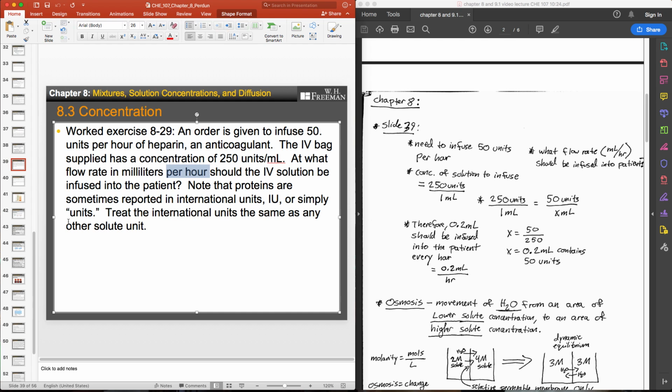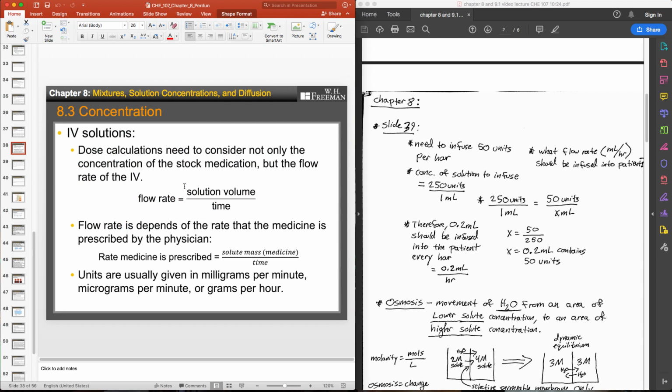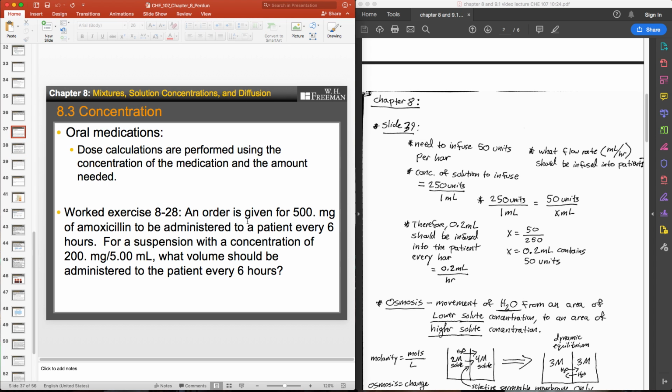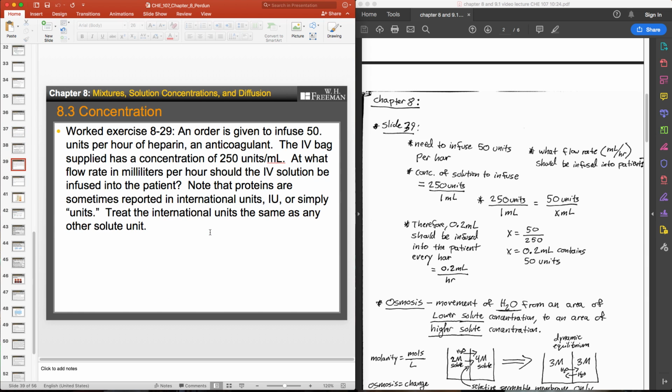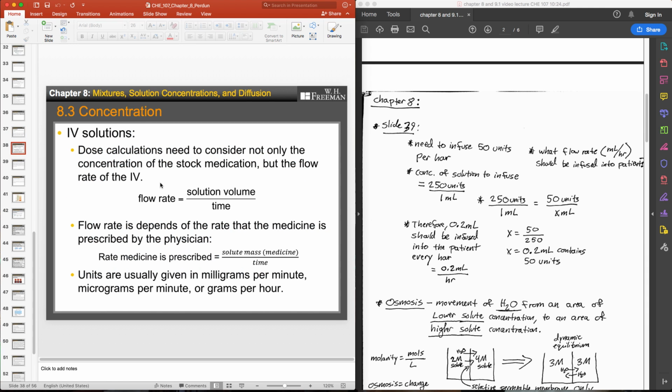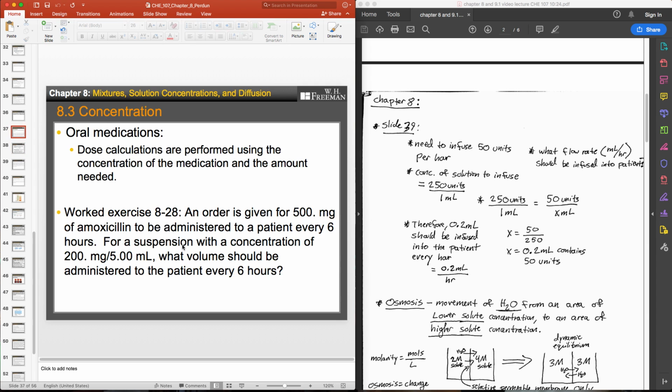So per hour. So we would just take one more step further in this question right here, and we would go from, okay, if we need to give them 0.2 mils in 6 hours, well, then how many do we need to give them in 1 hour? And really it's just 0.2 divided by 6, right? And so that's really the extent of what we'll be talking about with IV solutions, flow rate, medicine, the rate at which the medicine is prescribed.